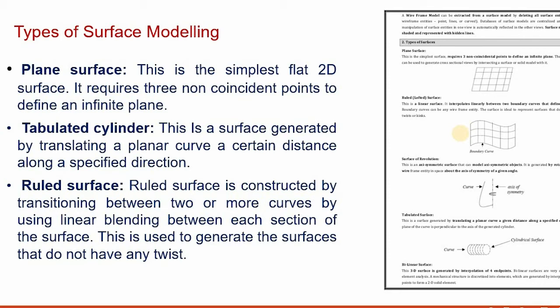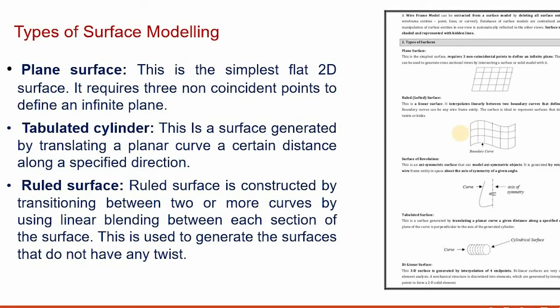The plane surface is the simplest flat 2D surface. It requires 3 non-coincident points to define an infinite plane. Another one is the tabulated cylinder. This is a surface generated by translating a planar curve a certain distance along a specified direction.